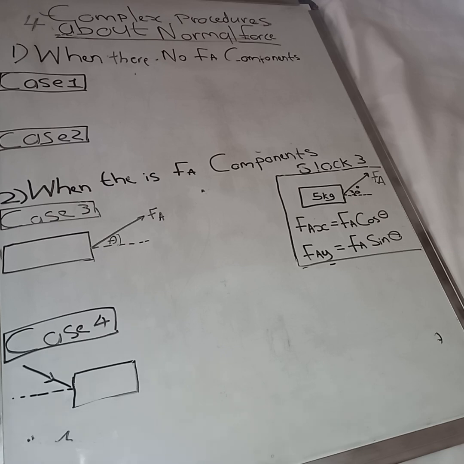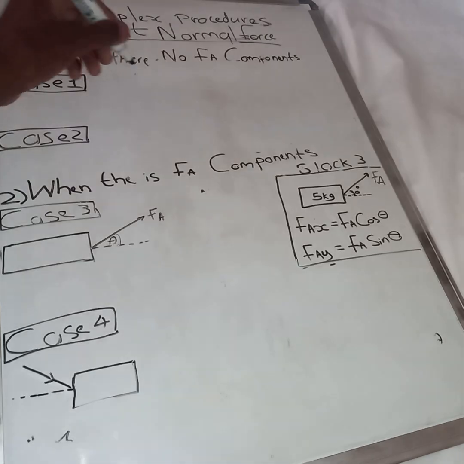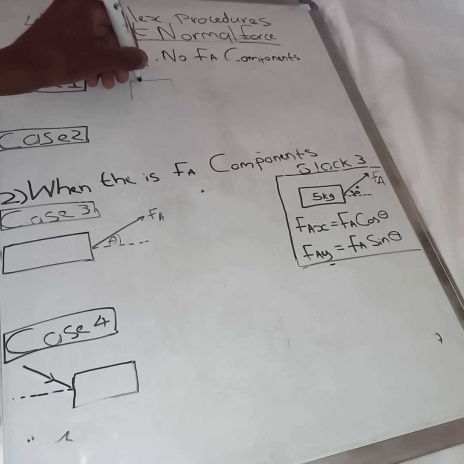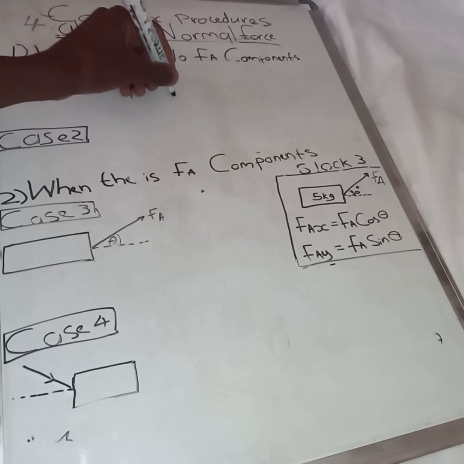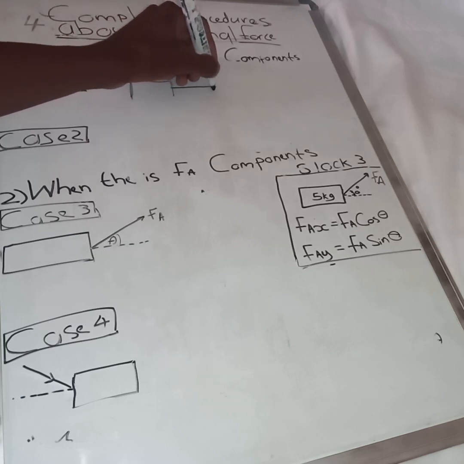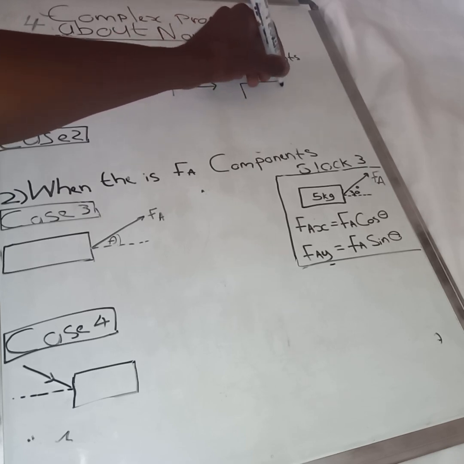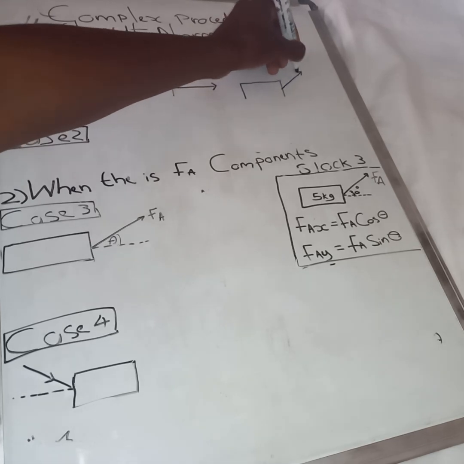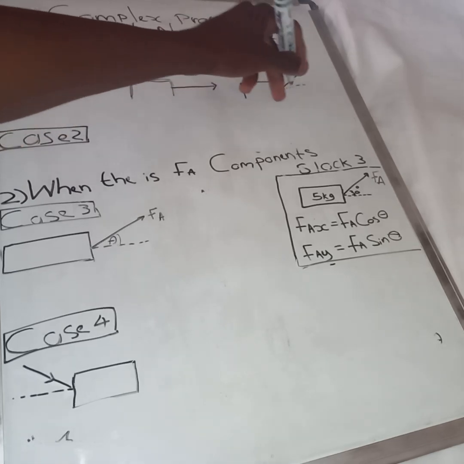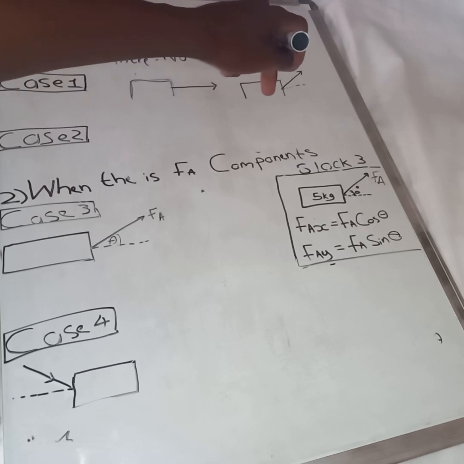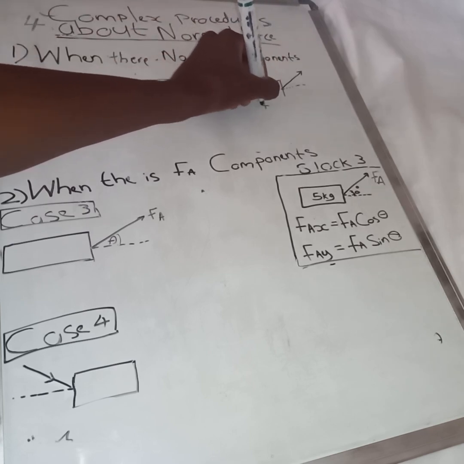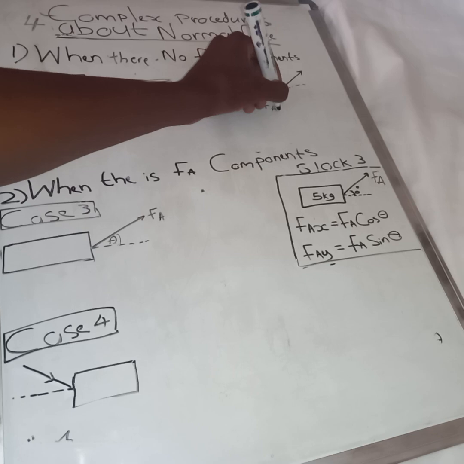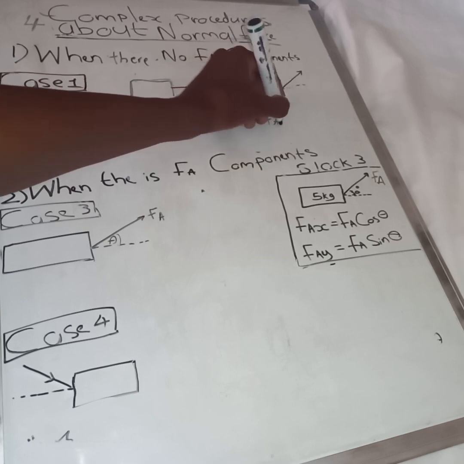Complex procedures about normal force. So when there is no Fa component, if we have a block here, and we apply a force, and we have block 2, and we apply a force, but at a certain angle. So when we apply a force at a certain angle, we are going to produce two components, which are Fax and Fay.